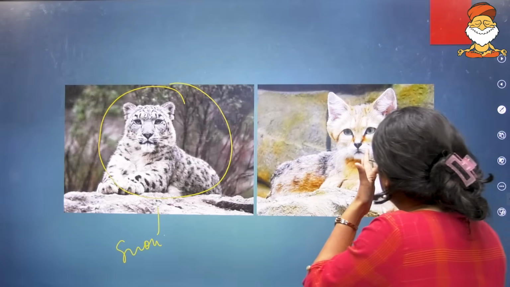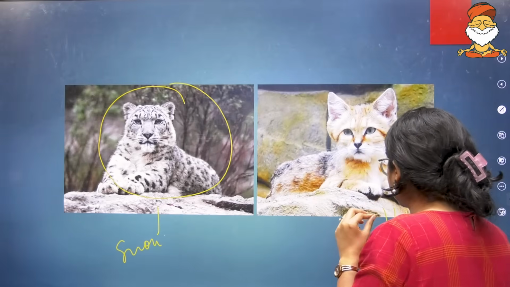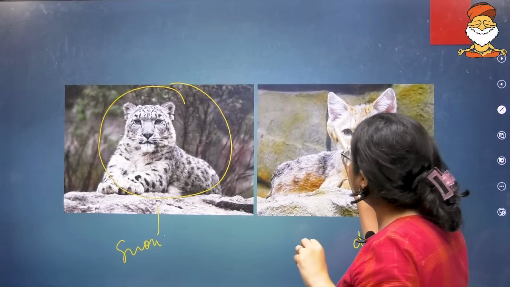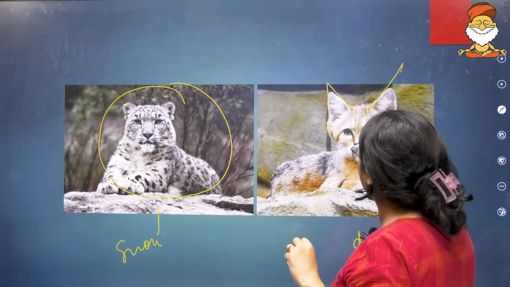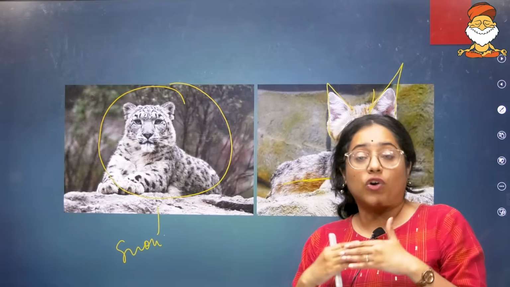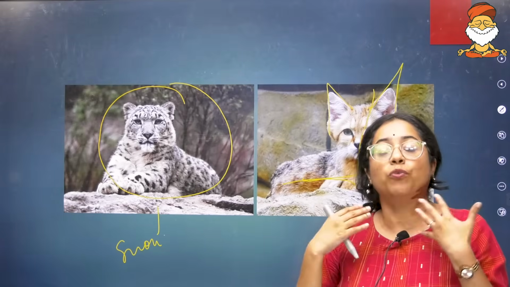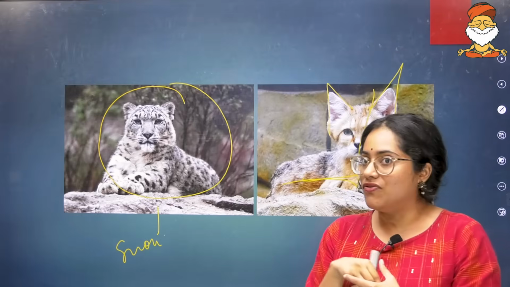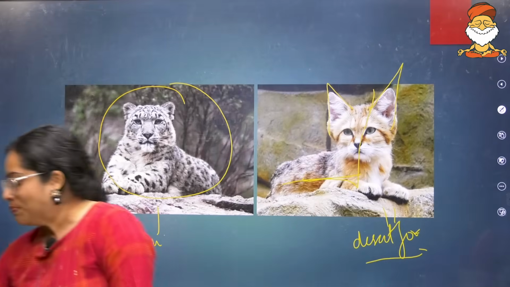Now, this creature, which is a desert fox, what happens over here? In this one, you can see that its entire shape is a much more linear shape. Why? Because it is occurring in hotter climates, warmer climates, and it needs to have much more heat transfer from its body surface. So keep that as a clue.